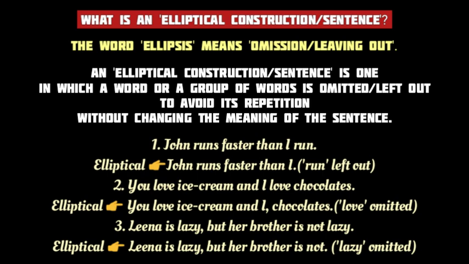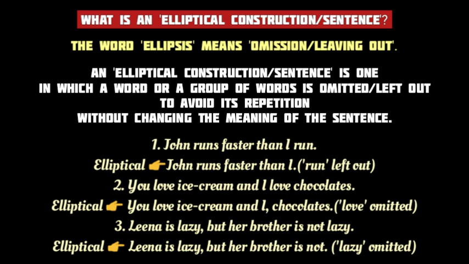In the sentence "You love ice cream and I love chocolates," the verb love has been used in both the independent clauses. Hence, it may be omitted from the second clause without changing the meaning of the sentence. And even after the omission from the second clause, the presence of the verb love is understandable. "You love ice cream and I chocolates" is the elliptical construction.